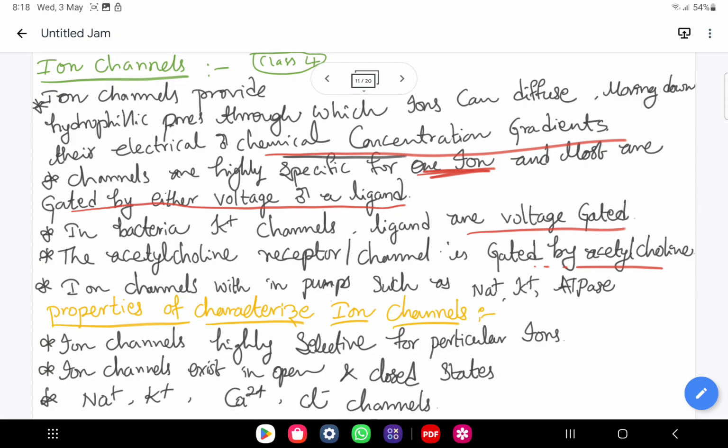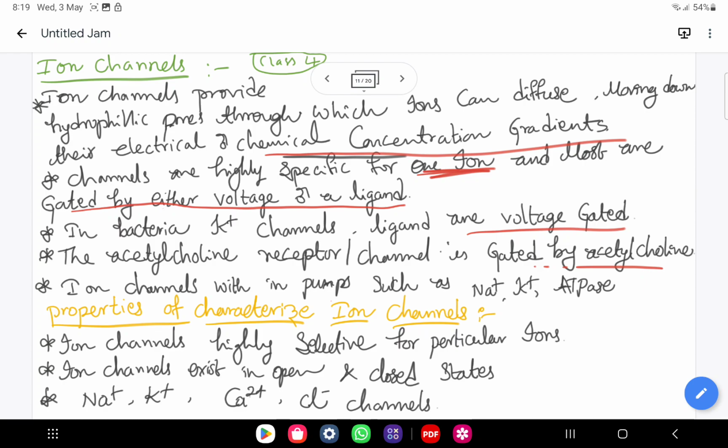This is the class on ion channels. Ion channels provide hydrophilic pores through which ions can diffuse, moving down their electrical or chemical concentration gradient. They are unsaturable and have very high flux rates. Many ion channels are highly specific for one ion, and most are gated, either by voltage or by ligand.